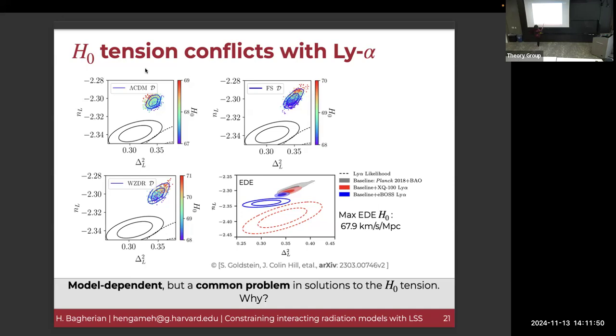And then the same thing is true for the free streaming. If I were to try to get close to Lyman alpha, again, I'm predicting less H naught. Same thing is true for WZDR, and actually for the early dark energy models in this paper. What they show in this paper is that for all these models that try to get close to the Lyman alpha data, the maximum value of H naught that they're going to get is 67.9.